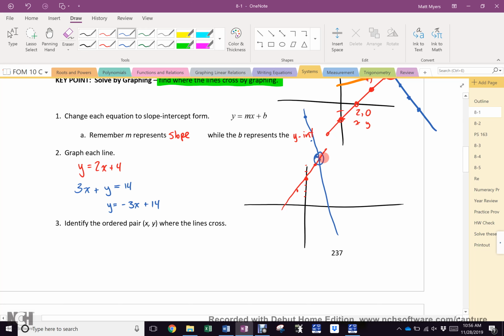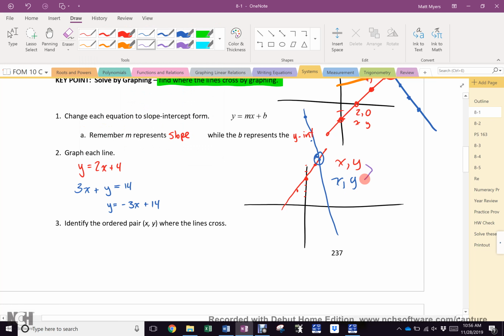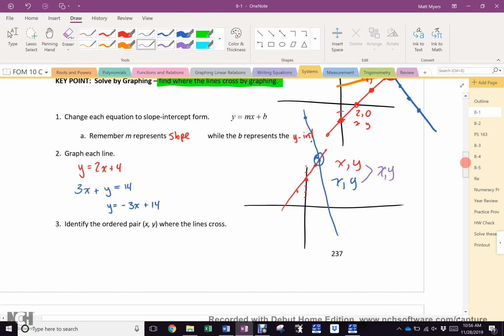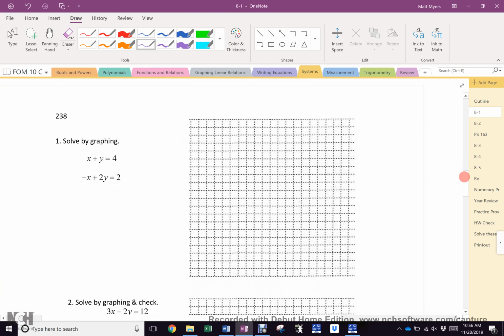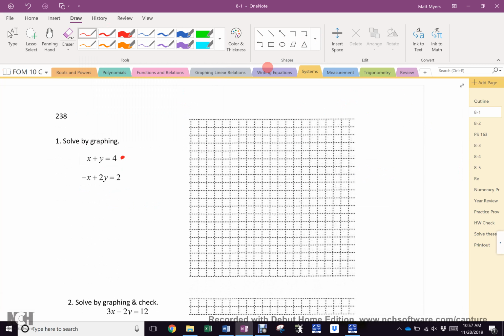Is that intersection a red XY? Is it a blue XY? Are they both the same? So the solution to the system would be purple XY, where they crossed. Everybody cool? That's just sketched. Let's do it properly with a nice graph. All right, turn the page over. How do I graph the red line?